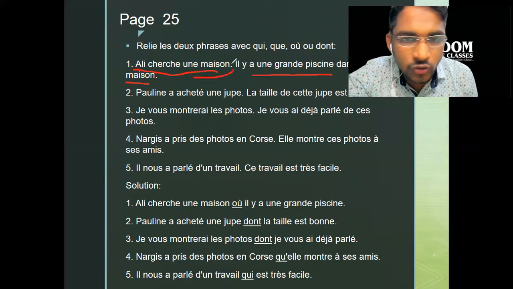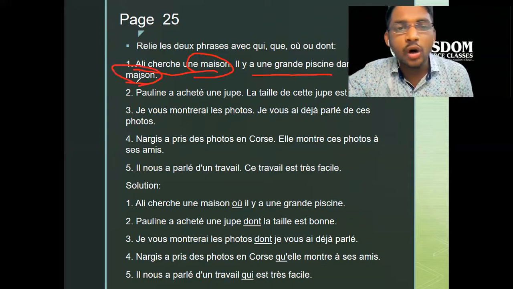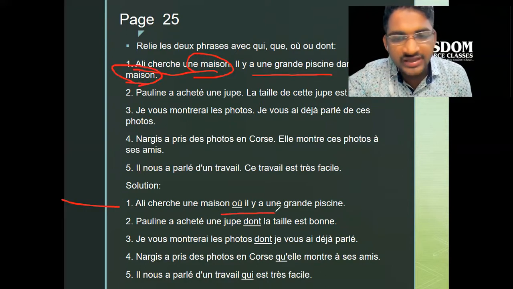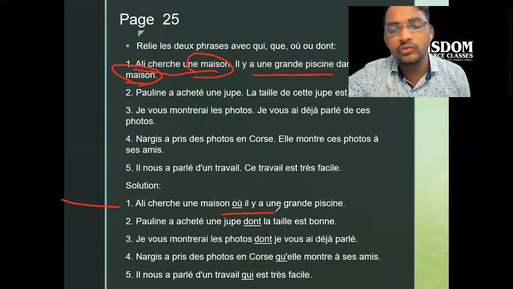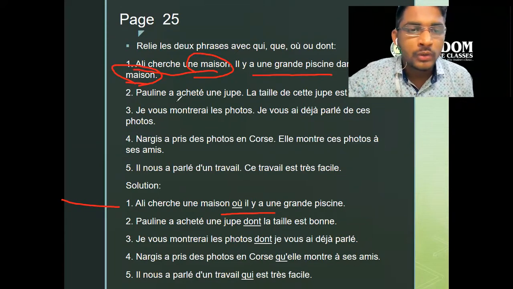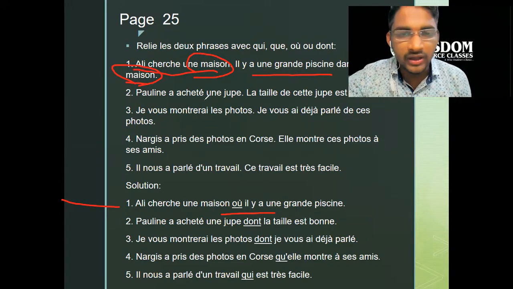तो आप लोग देख सकते हो यहाँ पे भी une maison है, यहाँ पे भी une maison है. तो जो common element है उसको निकाल देना होता है. तो देखो आंसर क्या आएगा? Ali is searching a house where there is a big swimming pool. And important ये है बच्चे लोग कि आप जो common element है उसको निकाल दो. Second is Pauline a acheté une robe. Pauline bought a dress.